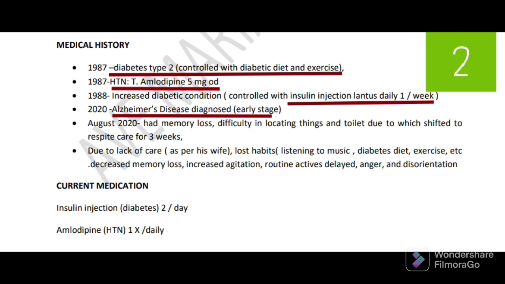Moreover, the patient has developed decreased memory, increased agitation, delayed routine activities, anger and disorientation. These all will come under the patient's medical history. Moreover, the current medication they have given: insulin injection twice a day, and amlodipine for hypertension, once daily. Next, they have given the GP's consultation.